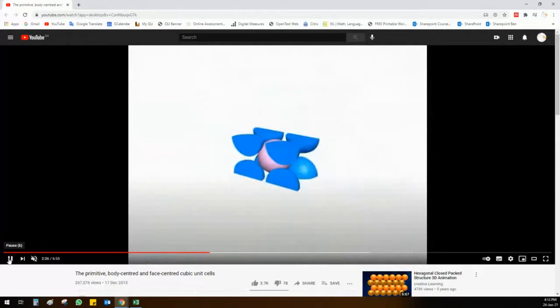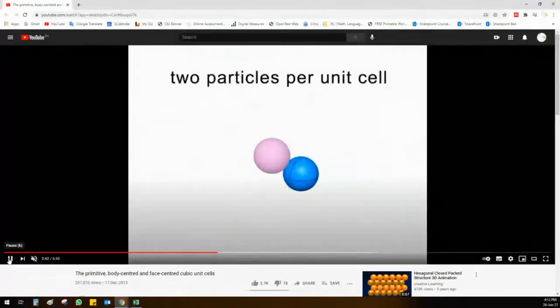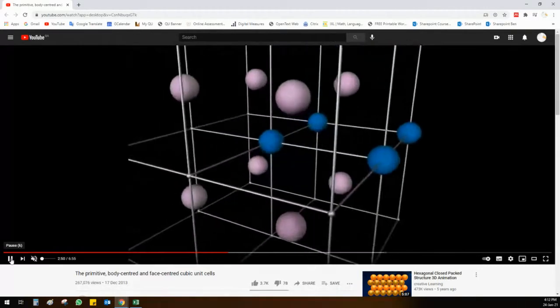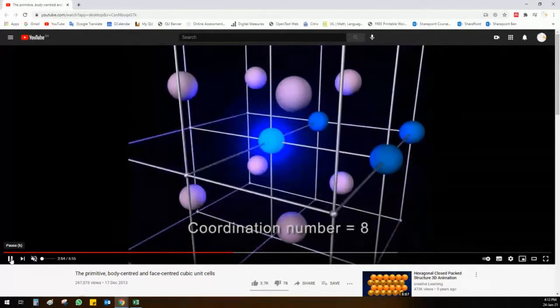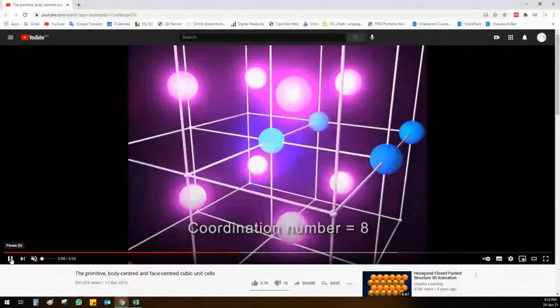The actual unit cell consists of portions of the corner particles and the whole one in the center. 8/8 give 1 particle, and the one in the center gives another for a total of 2 particles. In this tiny portion of a body-centered cubic array, you can see that any particle has 4 nearest neighbors above and 4 below for a total of 8 nearest neighbors.